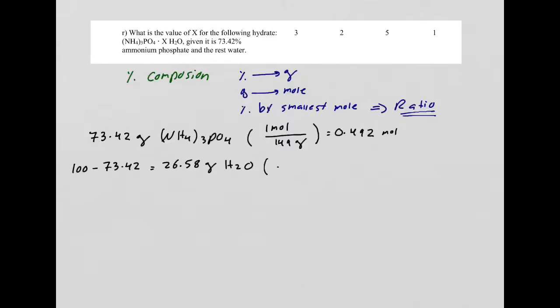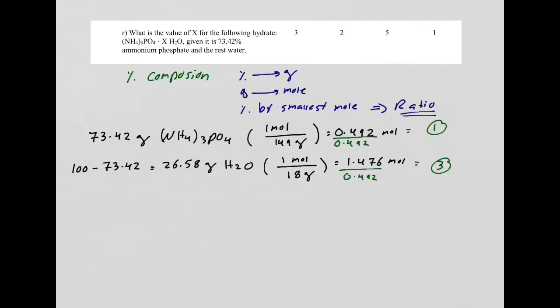Water, okay, I have the grams of water. Again, molecular weight of water is 18 grams. I can do grams to moles using molecular weight. I get 1.476 moles of water. Percentage to gram, gram to moles. Now divide by the smallest number of moles. What is my smallest number of moles? 0.492 is the smallest number of moles. If I do that, I get 1 over here, I get 3 over here. That is my ratio.